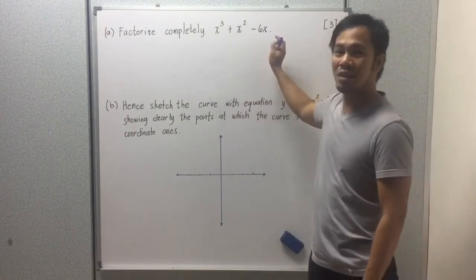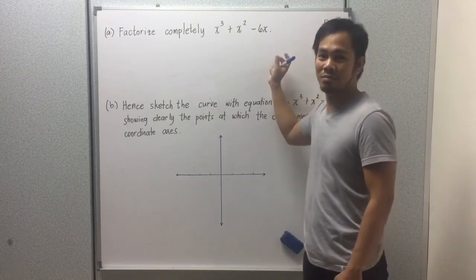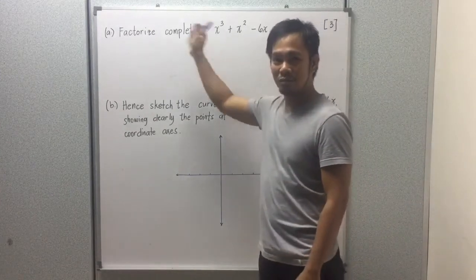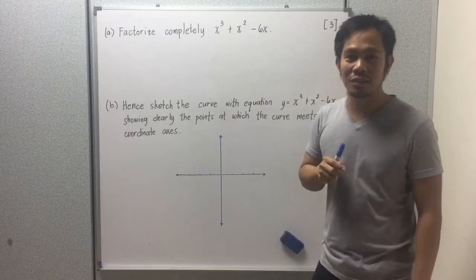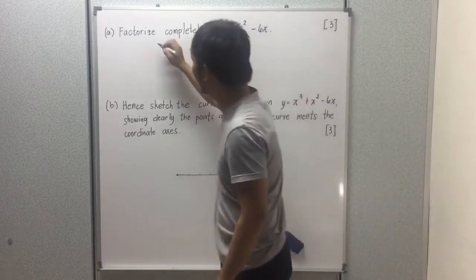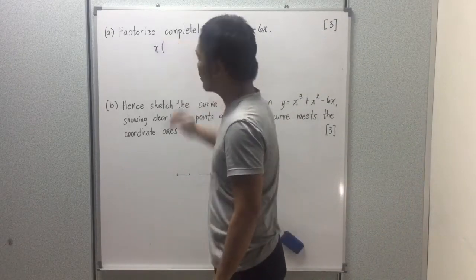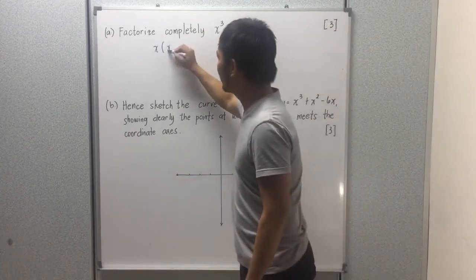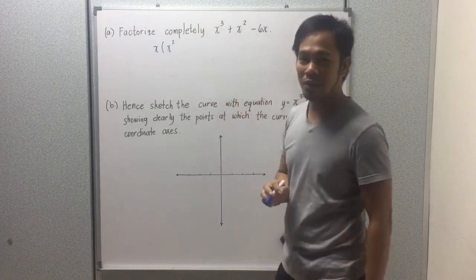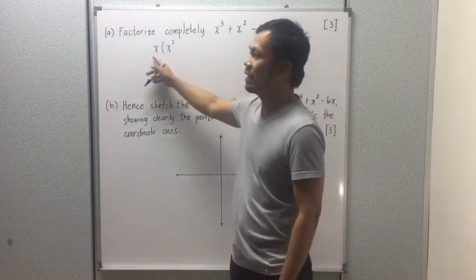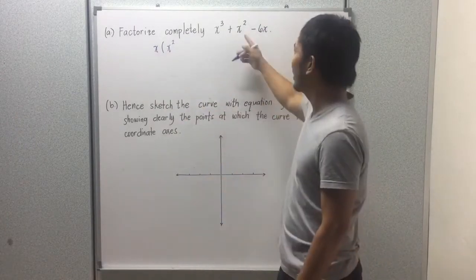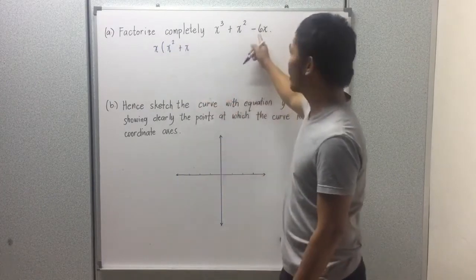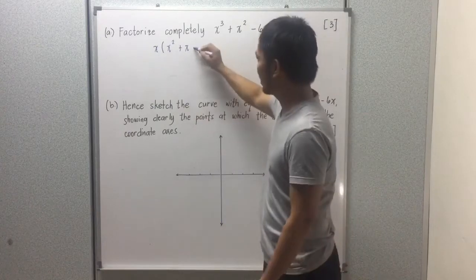If you notice, there is no constant term. Therefore, I can factorize out the value of x. So I can have x multiplied by x squared. How come x squared? Because x cubed divided by x is x squared. x squared divided by x is x. Negative 6x divided by x is negative 6.